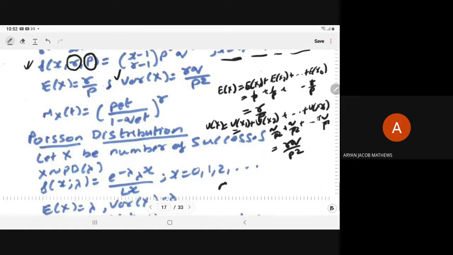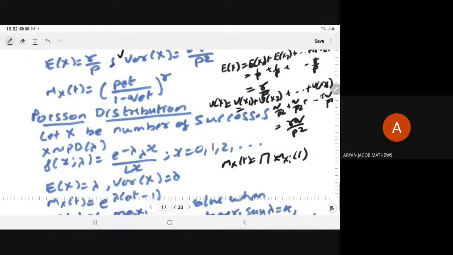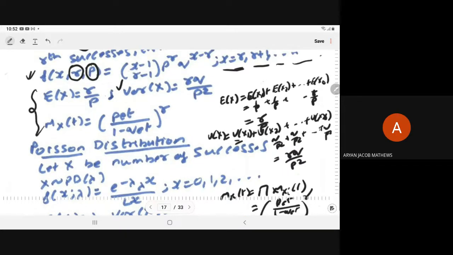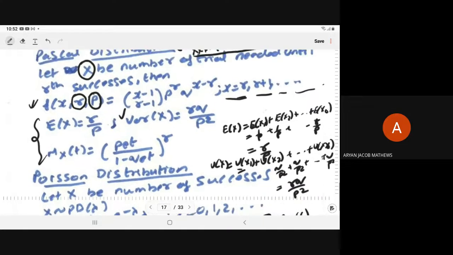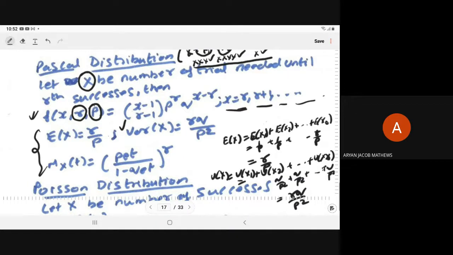Similarly, if you have to compute M_X(t), it is the product of M_Xi(t), where Xi is a geometric variate. So this becomes the product of p e to the power t upon 1 minus q e to the power t, multiplied r times. So here we have the power r. You can understand this with the help of r independent geometric distributions. In the next class we will continue this.